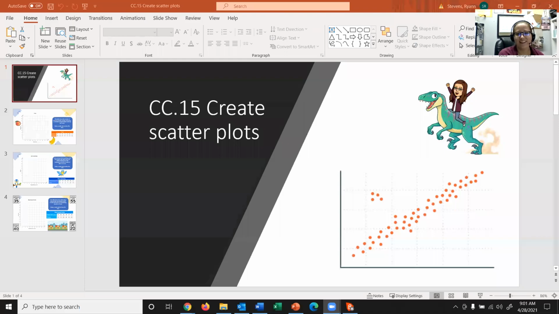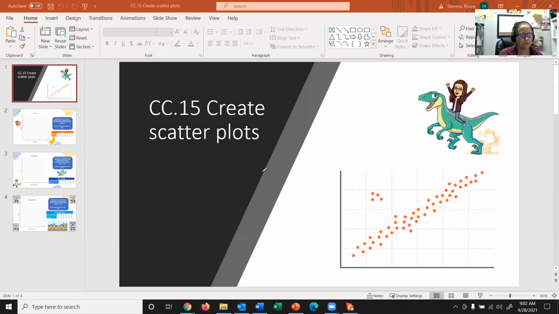Hey everyone, we are going to look at the IXL assignment CC15 on creating scatter plots. An important thing to remember with a scatter plot is that it's a graph with points that are plotted to show the relationship between two sets of data.